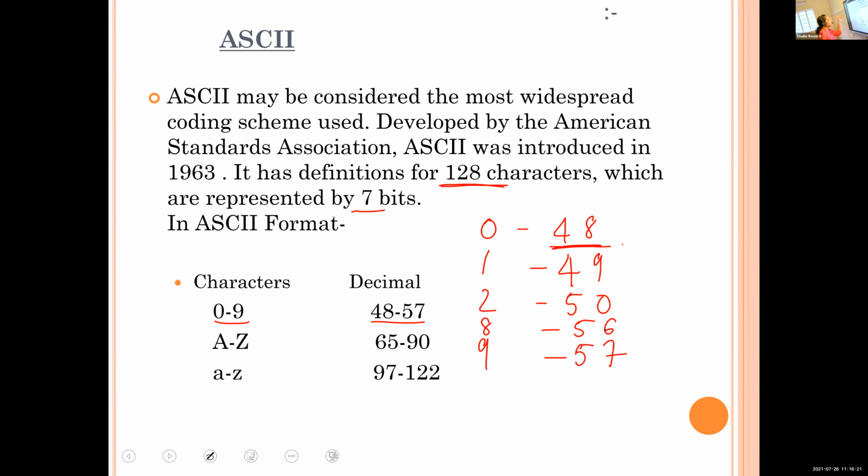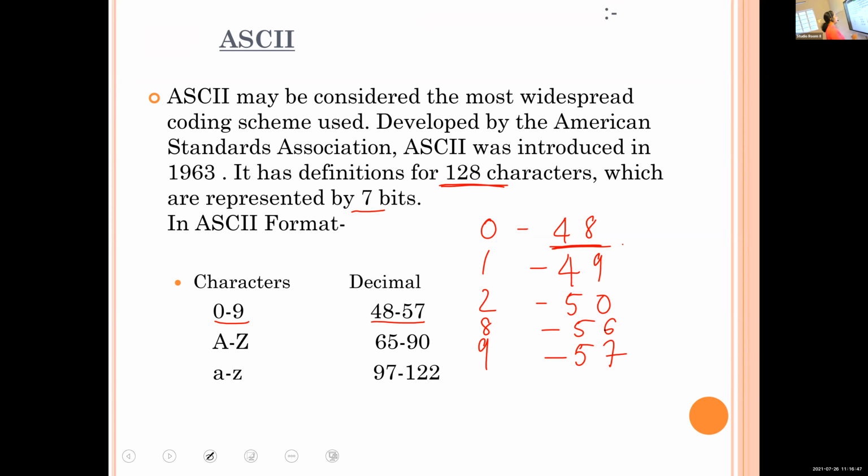to 57. So learn by heart the ASCII value of 0 and 9. The ASCII value of 0 is 48 and the ASCII value of 9 is 57. Then we can calculate the intermediate values. Values 1 to 8 we can calculate using this starting and ending value.